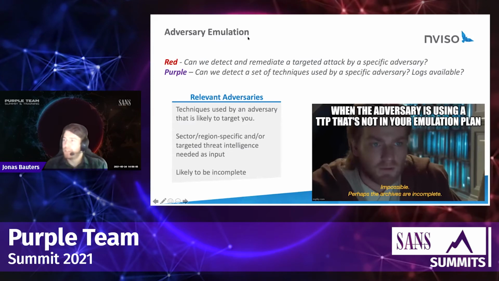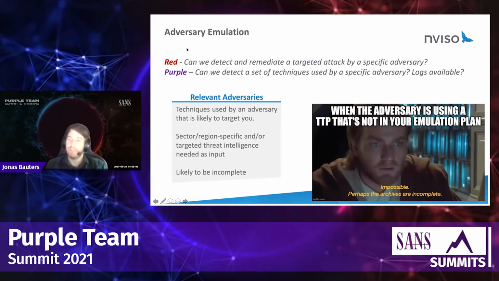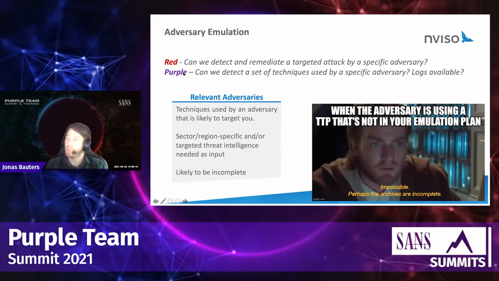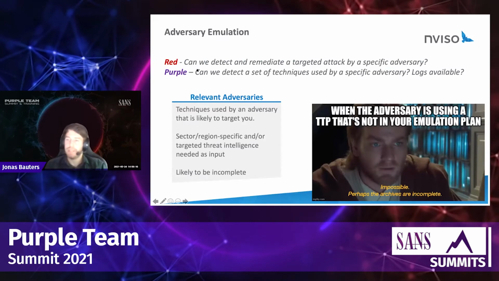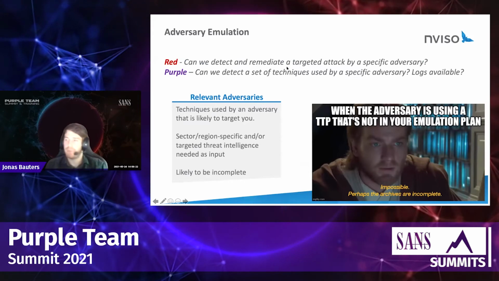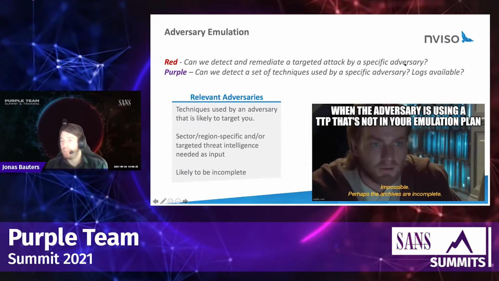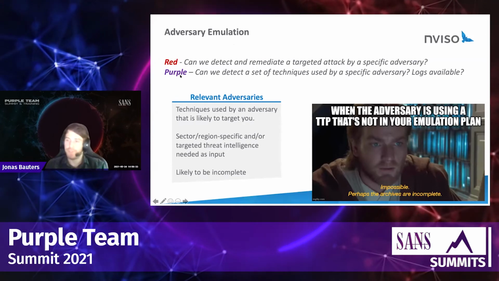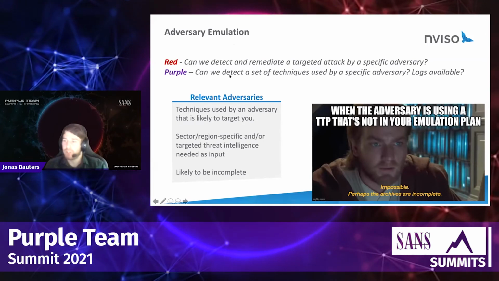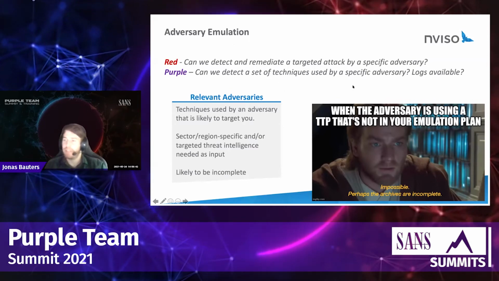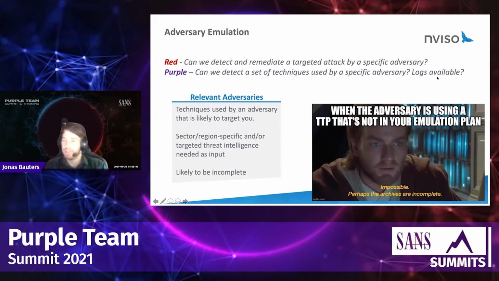And then as the final step in the maturity model, there is the adversary emulation concept. So this can be applied to both red and purple teaming. So in the case of red teaming, the idea there would be if you can detect and remediate a targeted attack by a specific adversary, which is where the emulation part lies. So a specific adversary. On the purple side, that's more aimed at the detection of those techniques. So not really at remediation, but can we detect these techniques used by a specific adversary? And if not, are the logs available at least?